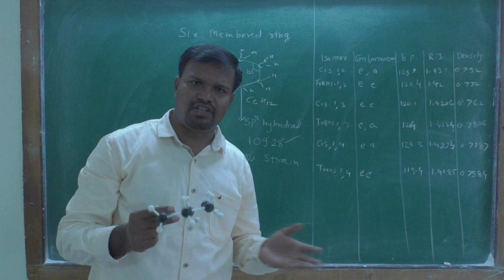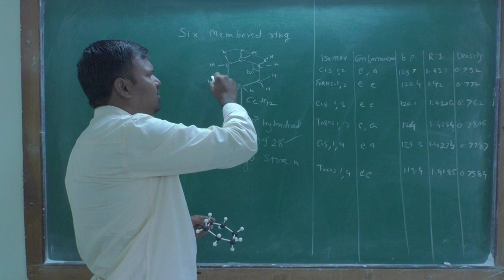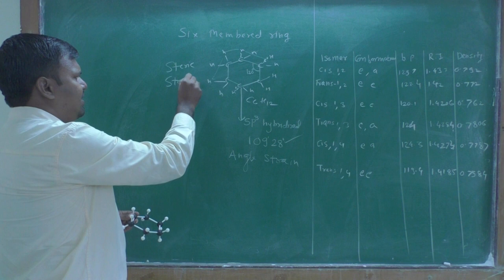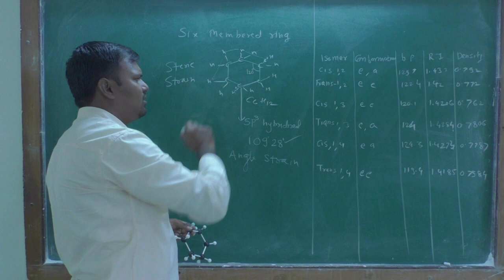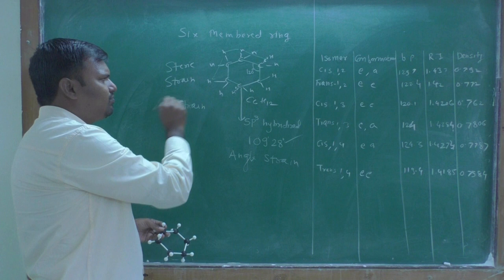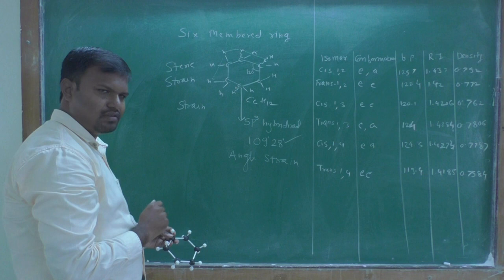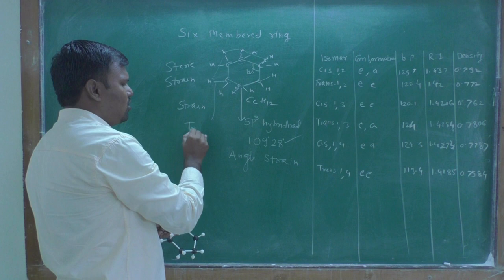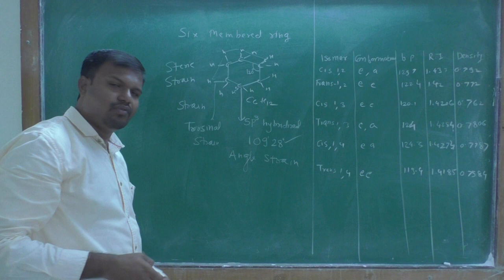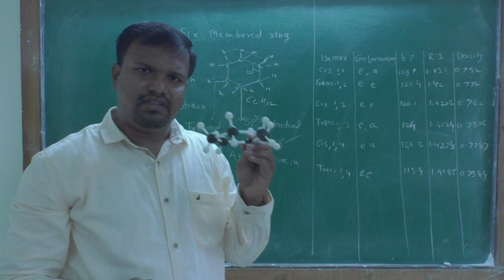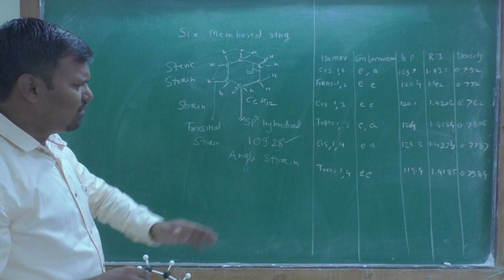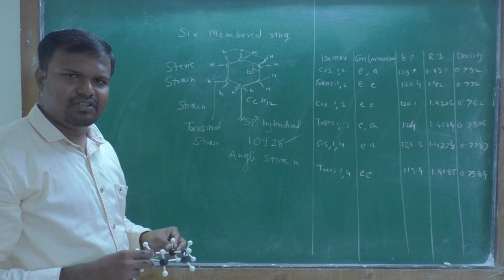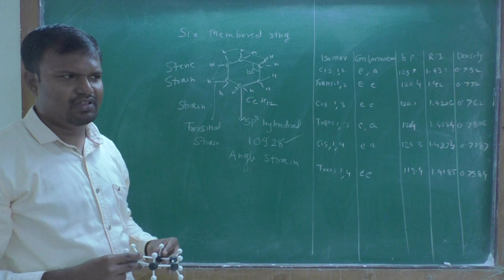Because these hydrogens are near to each other, it produces steric strain, and the carbons are also eclipsing, which also produces strain, and the bonding pair repelling the bonding pair produces torsional strain. Therefore, considering cyclohexane as a planar structure is not possible because of the number of strains present in planar cyclohexane.